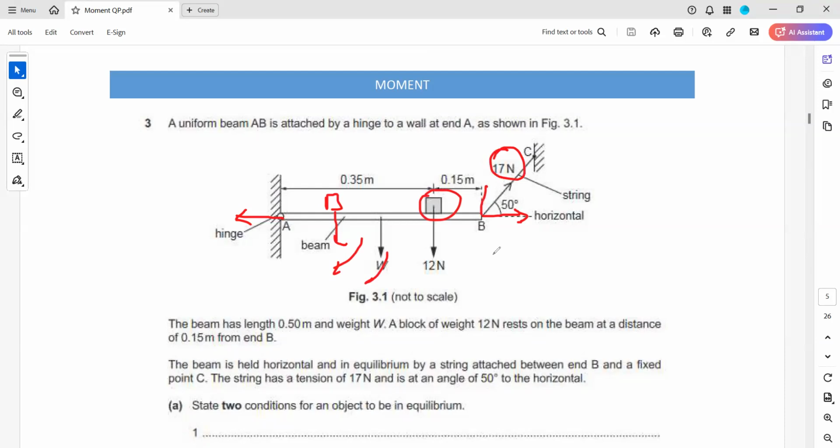When the T decreases, the horizontal component of the T is T cosine 50. Because it remains horizontal, that's why the theta is not changing. So if theta is not changing, the value of the T should decrease. So if the value of the T is decreasing, the horizontal component will also decrease. Is it clear?